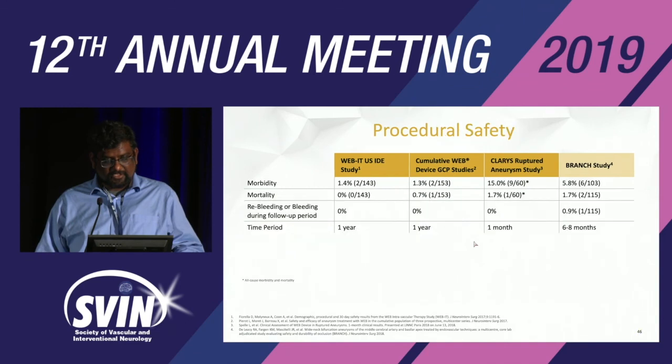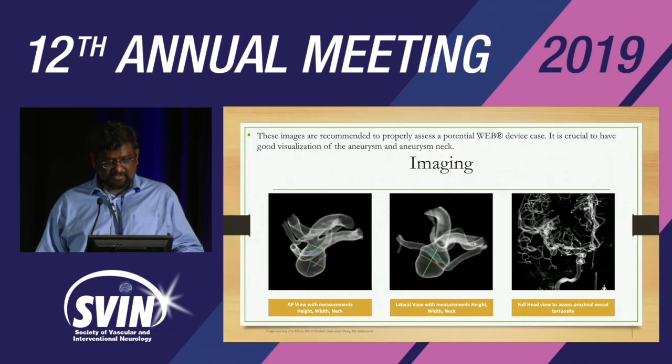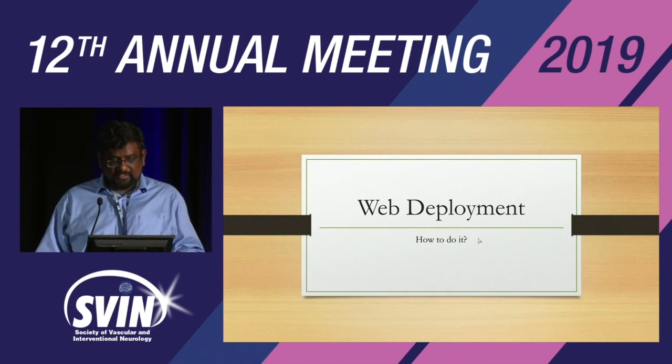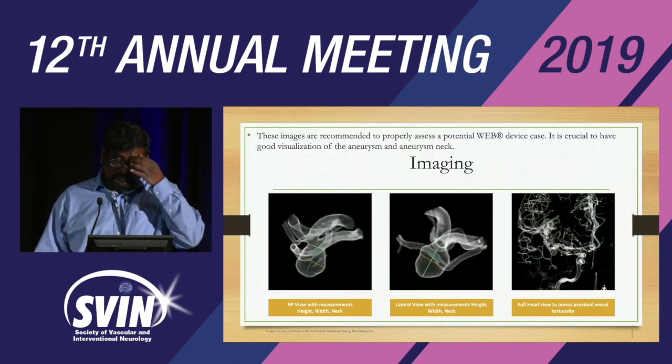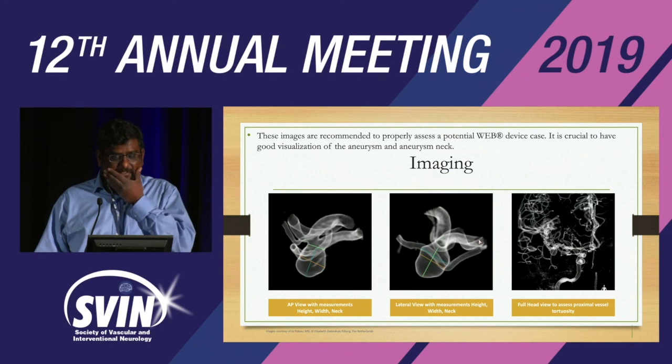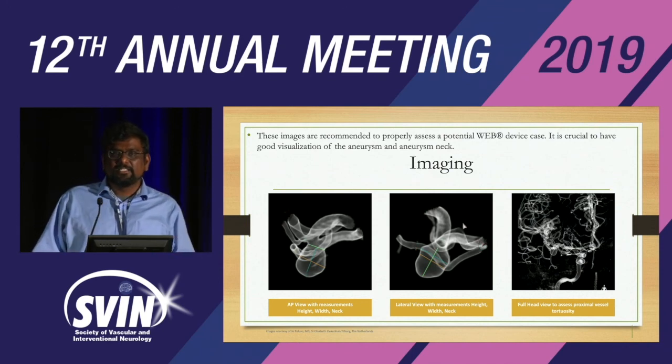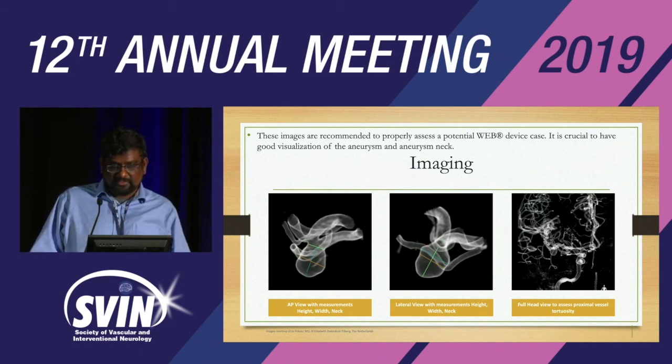All right, so I'm going to skip all this and go straight to the device. So WEB deployment, how to do it. The most important aspect of putting in a WEB device is to spend time on sizing the device. So you need to have a good 3D image, and you need to be able to clearly separate and demarcate the neck from the branching vessels.